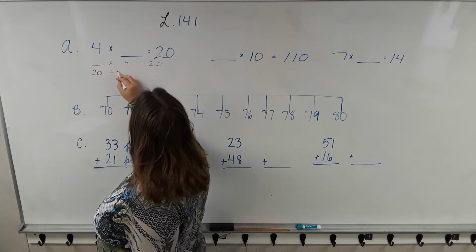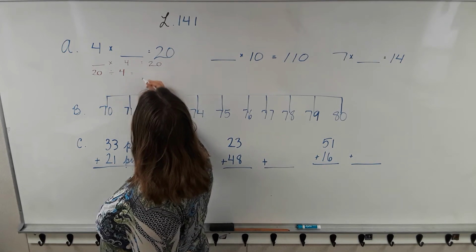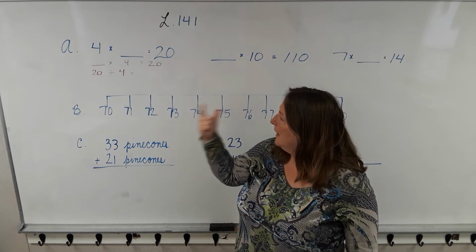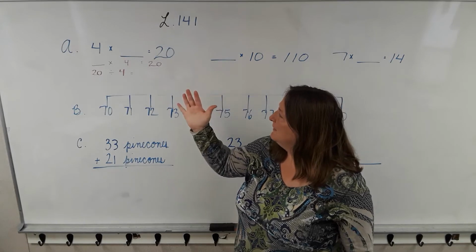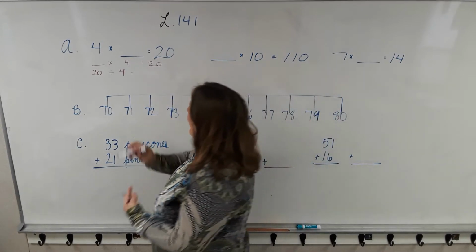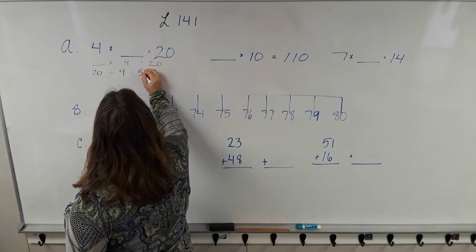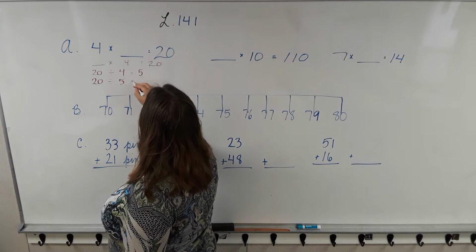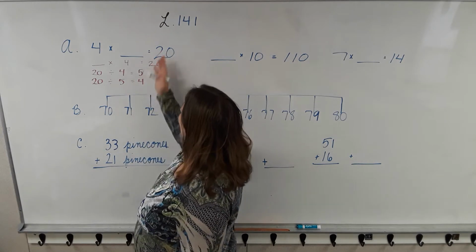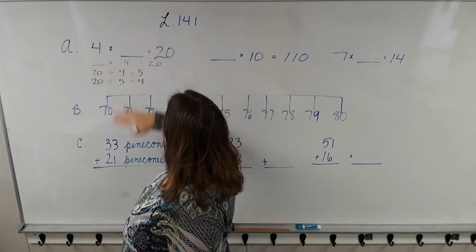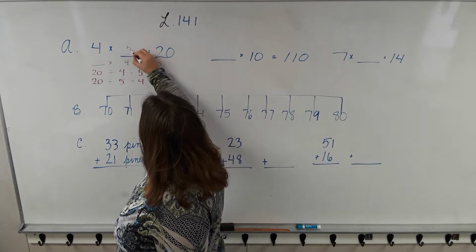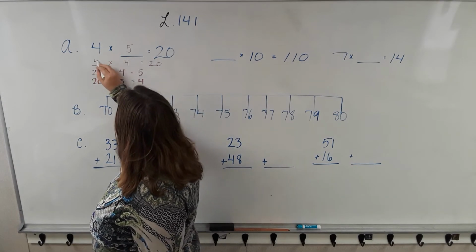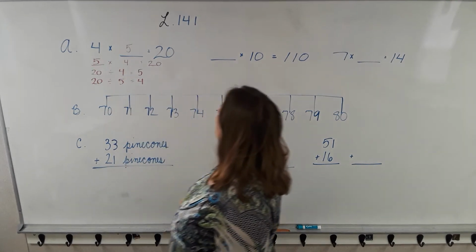20 divided by 4 equals, how many groups of 4 are in 20? 4, 8, 12, 16, 20. How many groups is that? 5 groups. And then 20 divided by 5 equals 4. So we have our fact families. So what is the missing number? 5. 4 times 5 equals 20, and 5 times 4 equals 20.